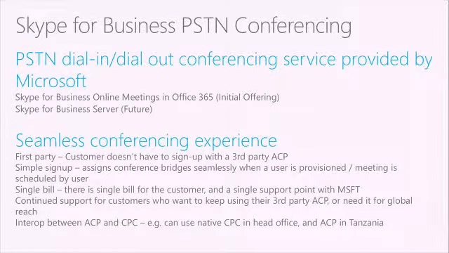Make it all first party, right? All coming from Microsoft. So no need to sign up with a third-party ACP or have a third-party contract. You could contract just with Microsoft and have us provide the dial-in conferencing numbers for you. This simplifies the experience, gives you the single bill aspect, and gives you this ability to interop between your cloud PSTN conferencing service that Microsoft provides and maybe an existing ACP that you might already have available.